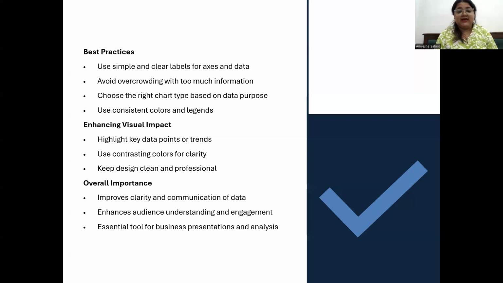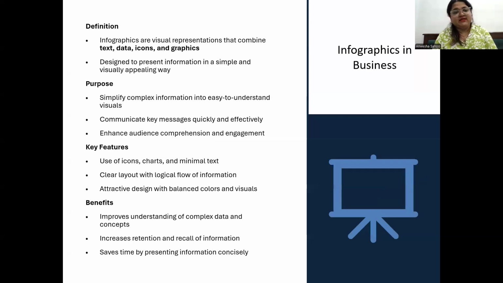So I hope you are clear so far. Moving forward with infographics in business, infographics are visual representations that combine text, data, icons and graphics. They are designed to present information in a simple and visually appealing way. They simplify complex information into easy to understand visuals, communicate key messages quickly and effectively, and enhance audience comprehension and engagement.